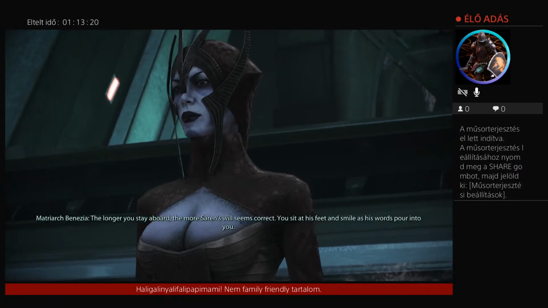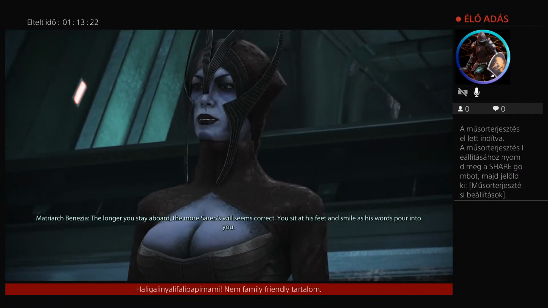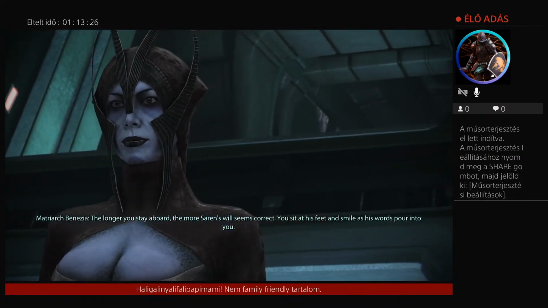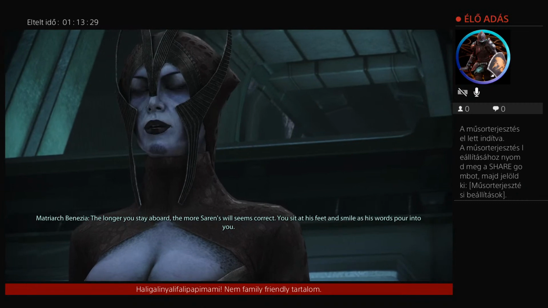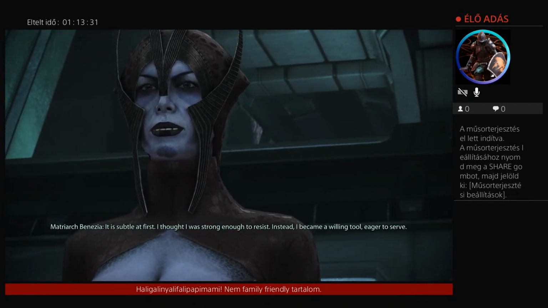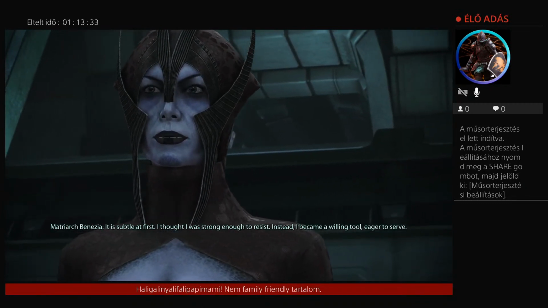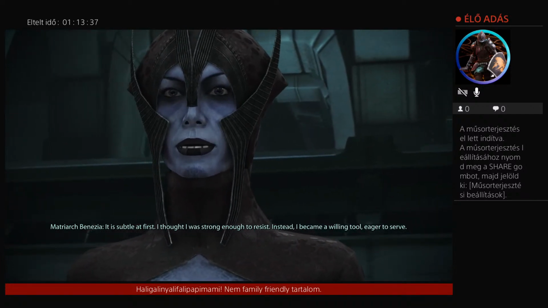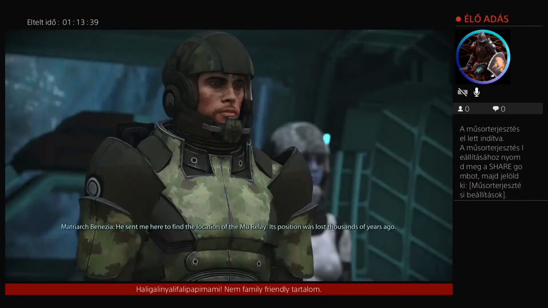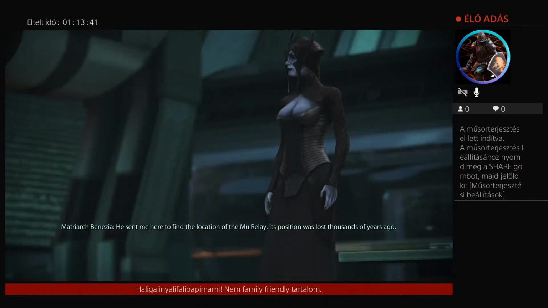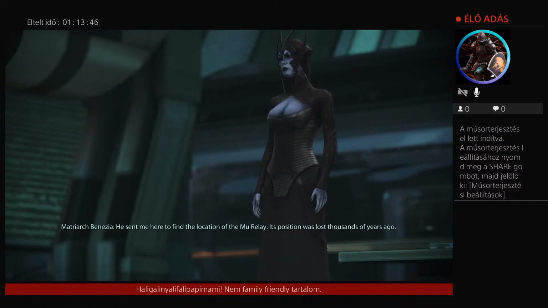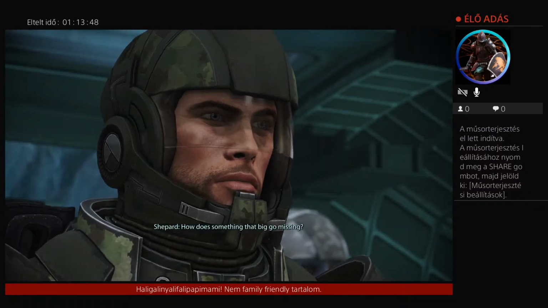The longer you stay aboard, the more Saren's will seems correct. You sit at his feet and smile as his words pour into you. It is subtle at first. I thought I was strong enough to resist. Instead, I became a willing tool, eager to serve. He sent me here to find the location of the Mu relay. Its position was lost thousands of years ago. How does something that big go missing?